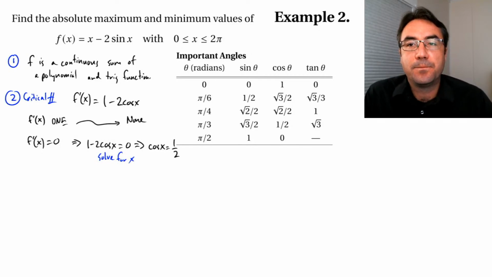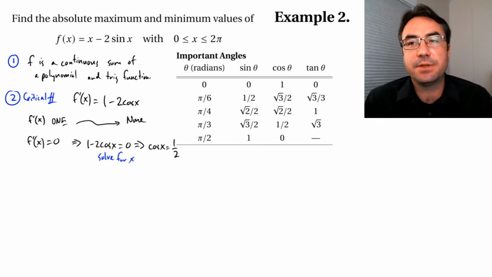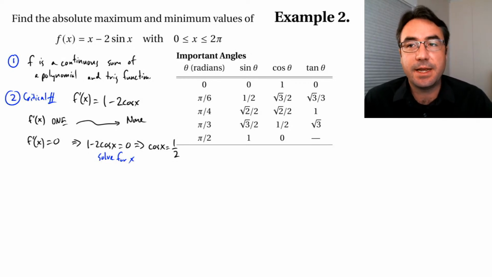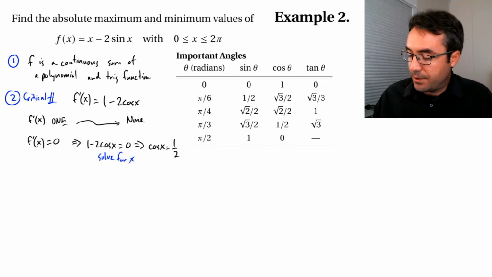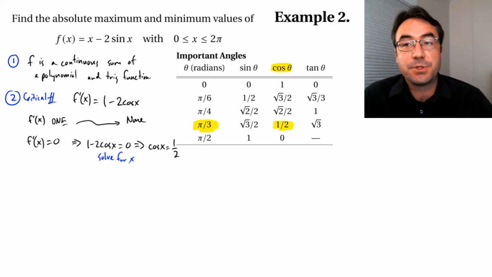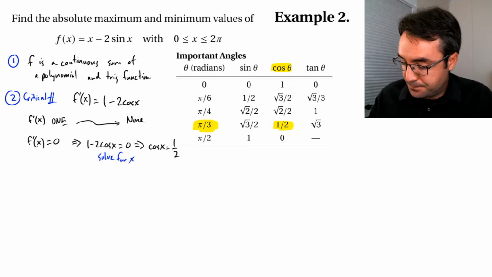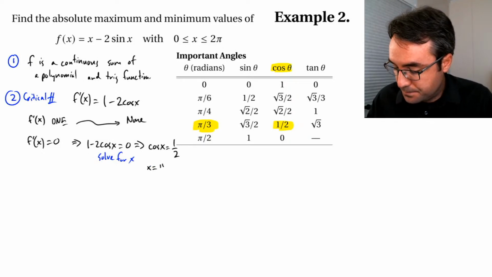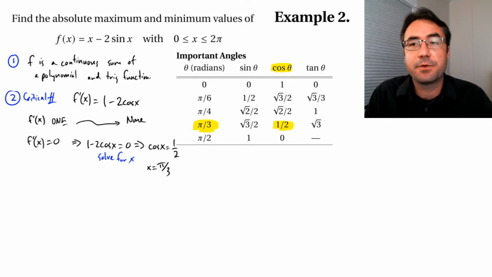So we want to know, where does cosine x equal 1/2? These important angles are ones that we use in a lot of examples, and they're the ones where we have a nice expression for the value of sine, cosine, and tangent. So we go into our cosine column, find 1/2, and figure out the angle that gives it to us. In this case, pi over 3. So x equals pi over 3 is one of our critical numbers.